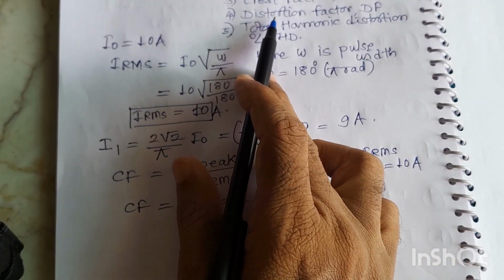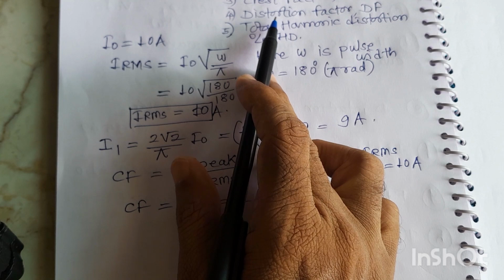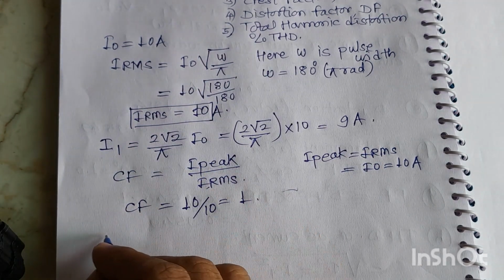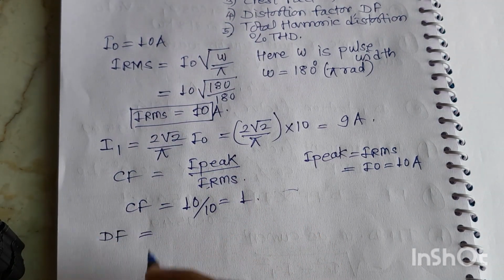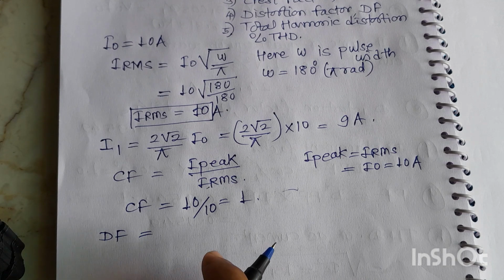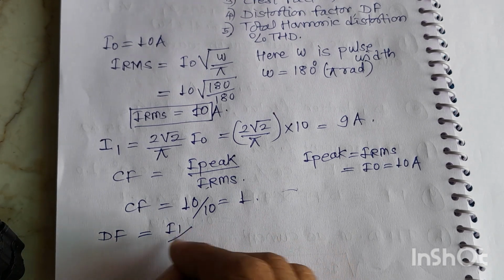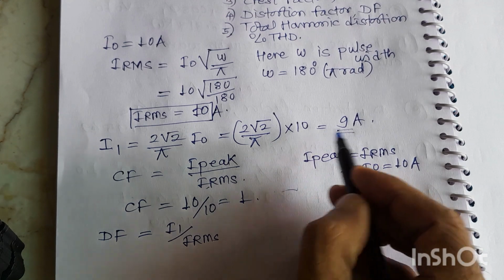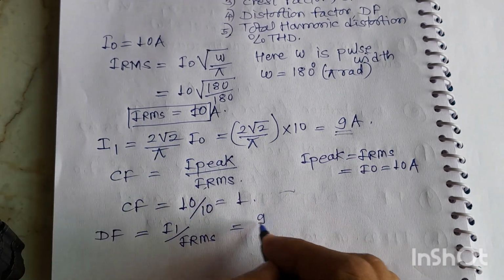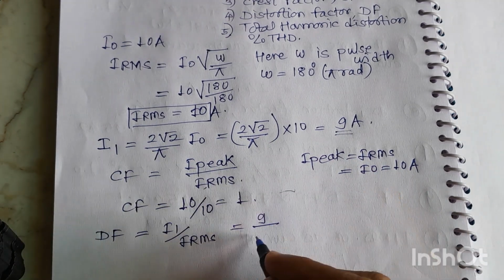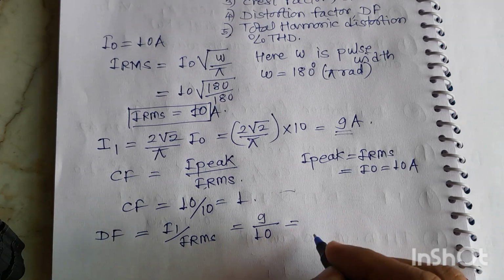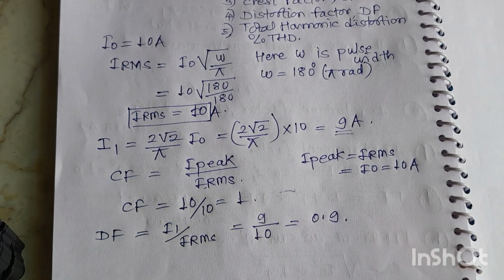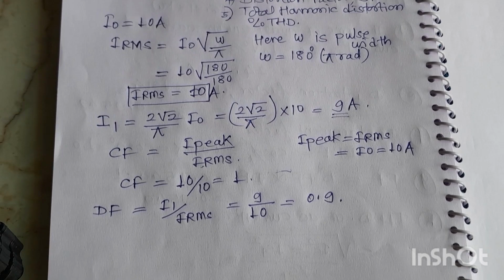Now the distortion factor. Distortion factor, that is DF, is equal to the fundamental component of the current divided by the IRMS. So the fundamental component of current we have got here is 9 ampere. So here 9 by the RMS value, we know this is 10 ampere. So this is 0.9. So the distortion factor is 0.9.